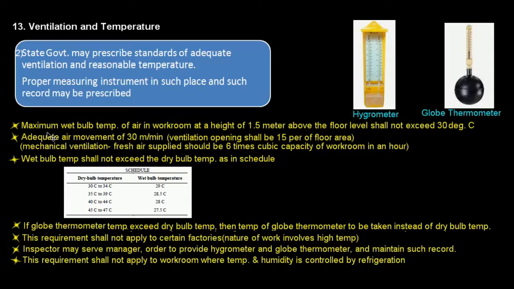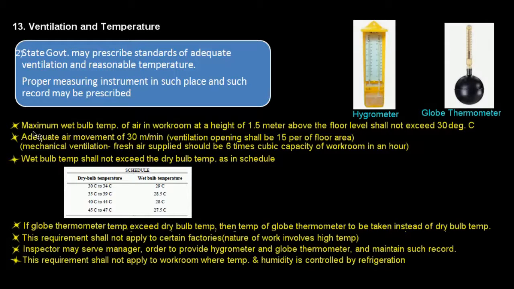Now in this, the yellow color text is the summary of the Goa Factory Rules 1985. Similar rules will be there for the rest of the states, or most of the states. May not be all the states, but most of the states. So we'll go through this summary.